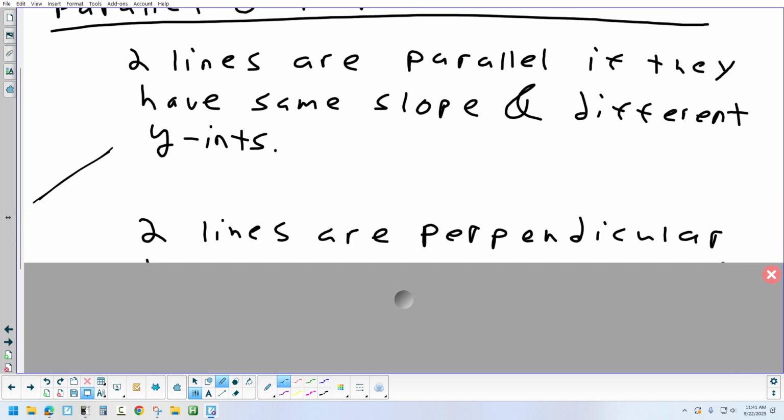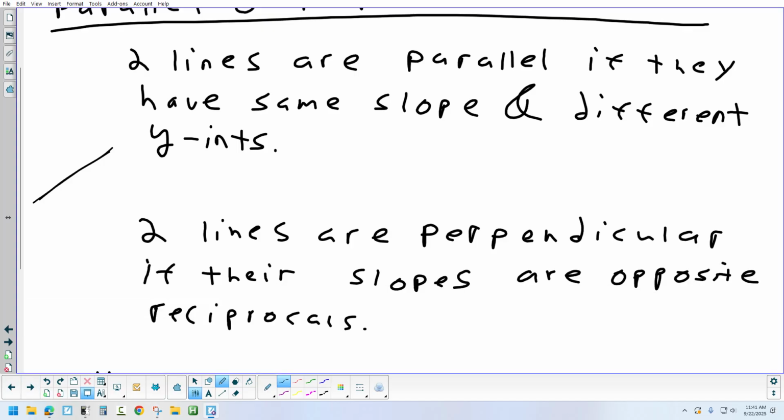And perpendicular. Does anybody remember if two lines are perpendicular, their slopes have a connection? They're not the same slope though. It's actually two words. I was going to say negatives. Well, they are opposites. That's half of it. But they have to be more than opposites. The reciprocal? And reciprocals. So like if you had one line with a slope of 2/3, perpendicular to that would be -3/2. Those are opposites and they're flipped.